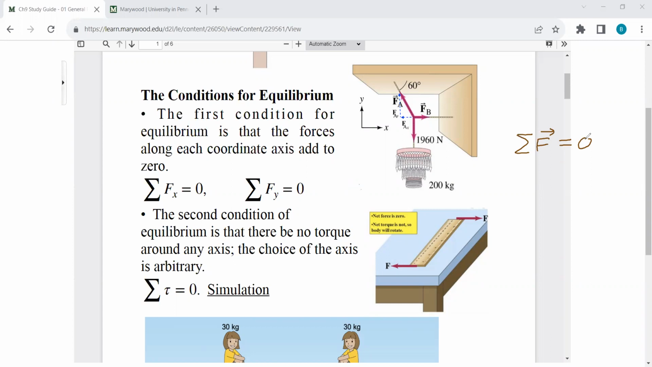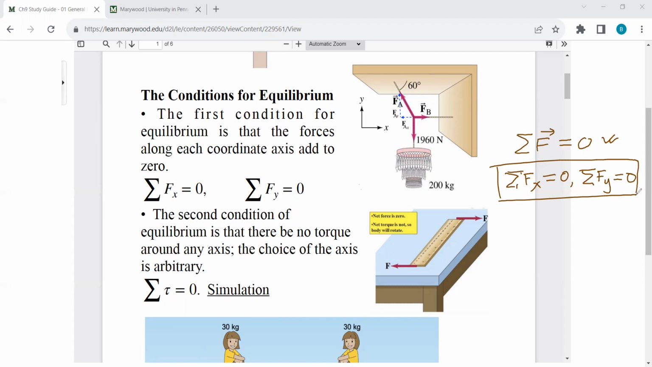Now, because force is a vector quantity, we cannot add the force acting in the x direction to the force acting in the y direction. So we can break this into two equations. Although this is one condition, we have two equations: Fx equal to 0 and Fy equal to 0. F equal to 0 can be divided into two equations, that is Fx equal to 0 and Fy equal to 0.